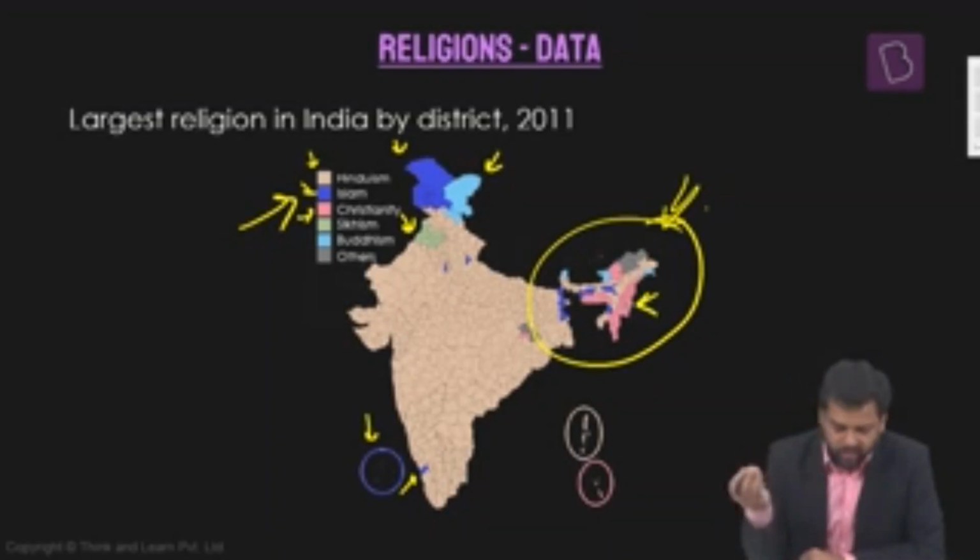Some districts in Nagaland, some districts in Mizoram, some districts in Arunachal, some districts in Meghalaya, there you will find the majority religion is Christianity. And in some places Buddhists are also there, some places you will also find Muslims that are local. So pan India level, this is how it looks like. So this is about religions.